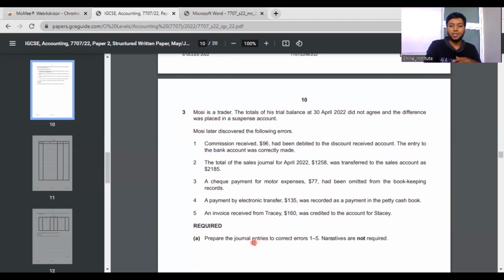How do you write the journal entry, and why are narratives not required? Narratives are where you write what you actually did, what the actual recording you made was. If you write that down, we call it a narrative. But in this question, they are specifically saying that narratives are not required. So we don't need to think much about it.